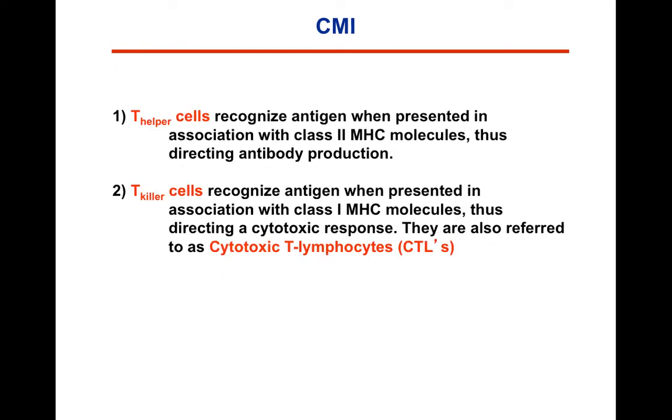T helper cells recognize antigen which is presented in association with class MHC2 molecules, thus directing antibody production, and we've seen how that happens, plasmacytes and memory. T killer cells recognize antigen when they're presented not by MHC2, but when they're presented by MHC1 molecules. So this is MHC2. T killers, CD8 positive, interact with MHC1s, and they direct the cytotoxic response. Again, they're referred to as cytotoxic T lymphocytes or CTLs. So these are MHC1 and these are MHC2. T helpers interact with MHC2. T killer cells, CD8 positive cells, interact with MHC1.